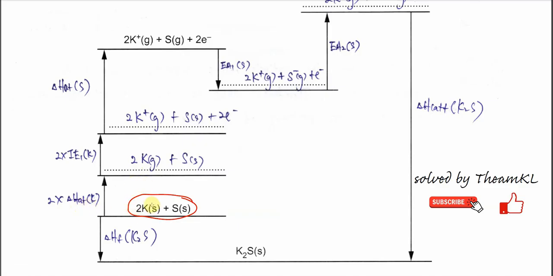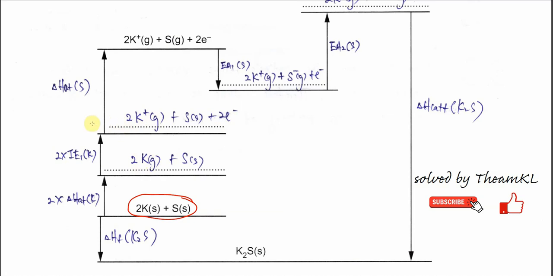And after that, this potassium solid now forms the potassium gaseous atom. The next step is ionization, because from the gaseous atom, it will ionize. So the next step will be the first ionization energy of potassium, also 2 times because of 2 moles. And after that, it will form the potassium gaseous ion, and of course release 2 electrons.